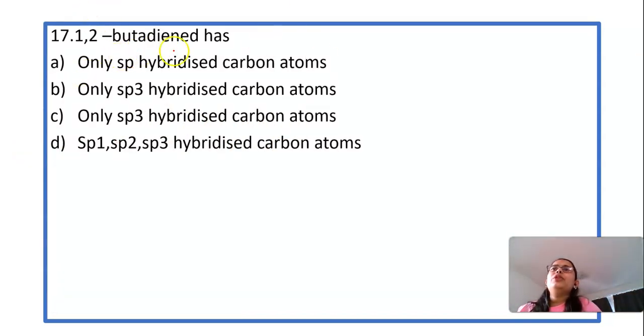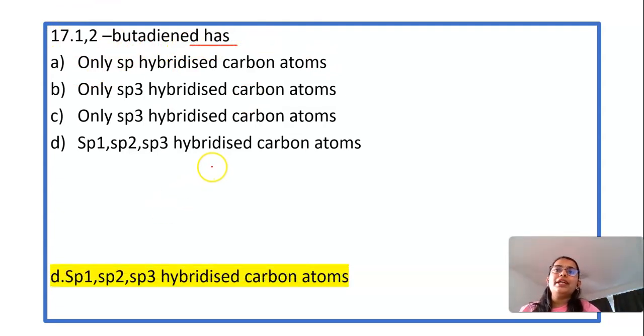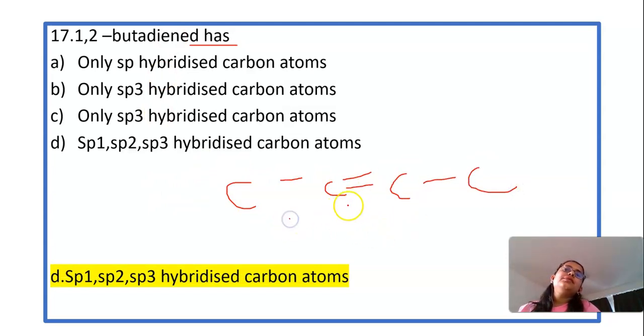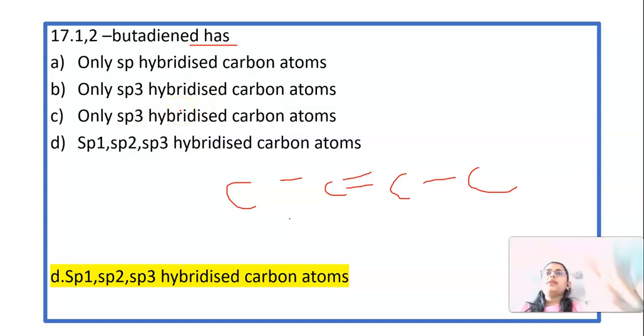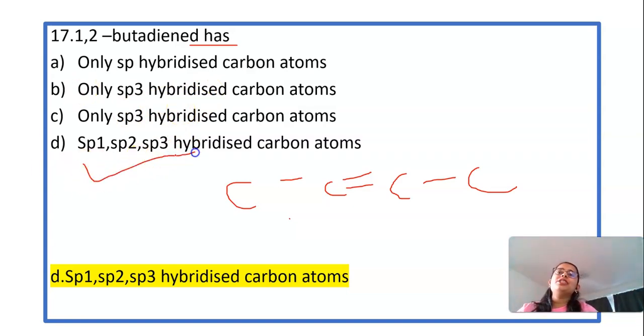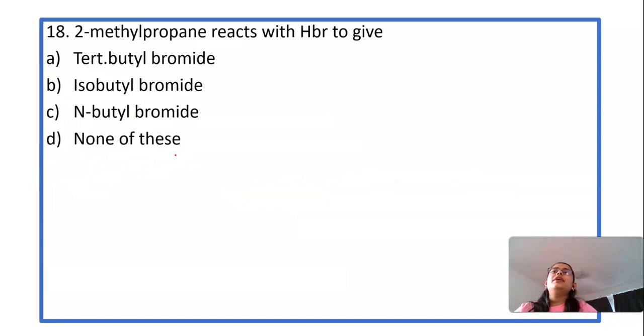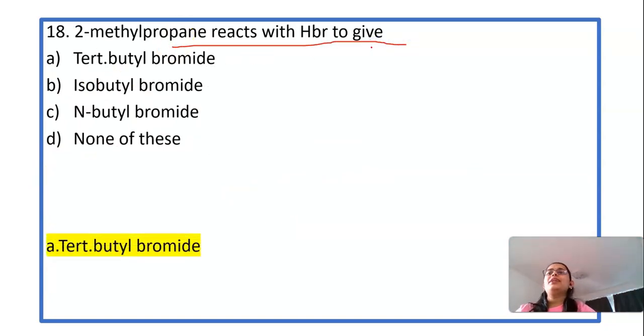1,2-butadiene has which type of hybridization of carbon atoms? So the correct answer is sp, sp2 and sp3 hybridized carbon atoms are there. 2-methyl propane reacts with HBr to give, this is very common, tertiary butyl bromide. Okay, so the correct answer is A, tertiary butyl bromide.